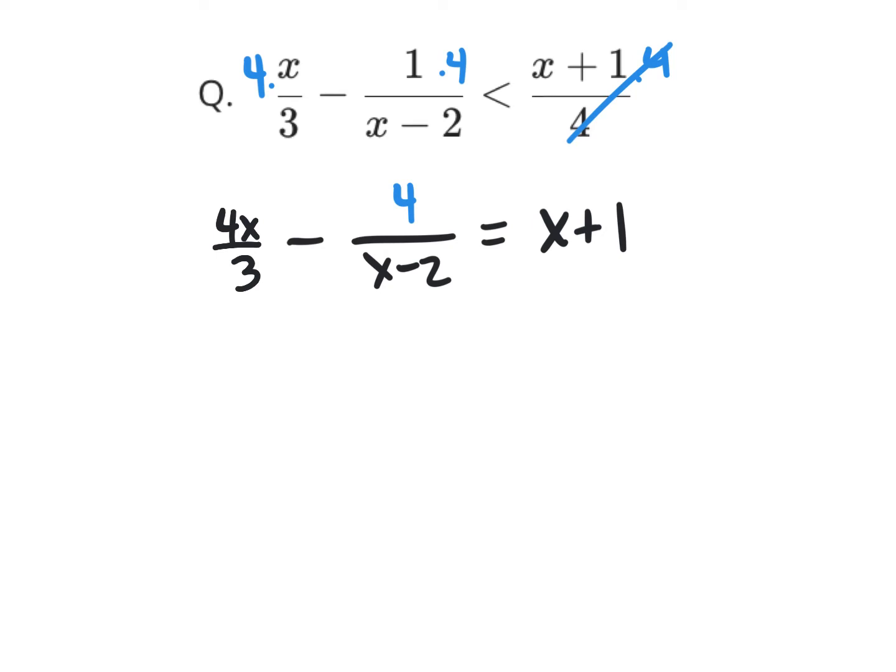Let's get rid of the other ones. Which one do you want to get rid of next? 4 over x minus 2. So how am I going to get rid of that 4 over x minus 2? By multiplying by x minus 2. And not only that, but everything by x minus 2, right? Yeah, put an equal sign. You could pretend it's an equation, right? Solve it as if it were an equation.